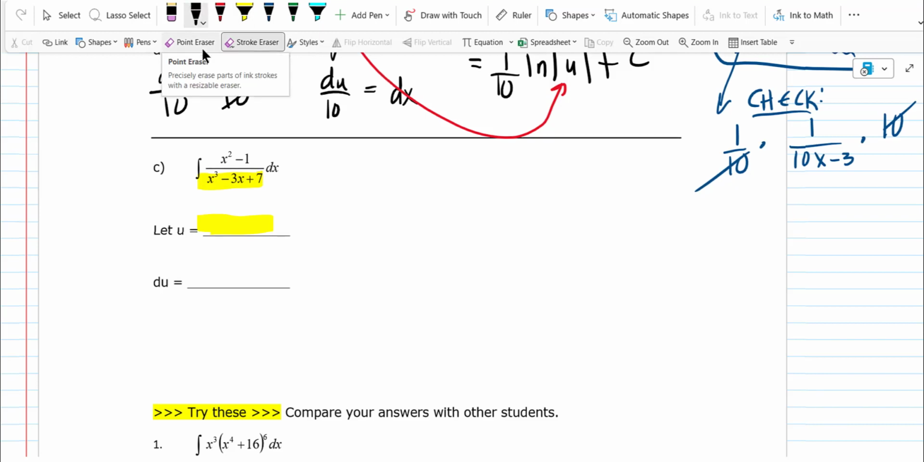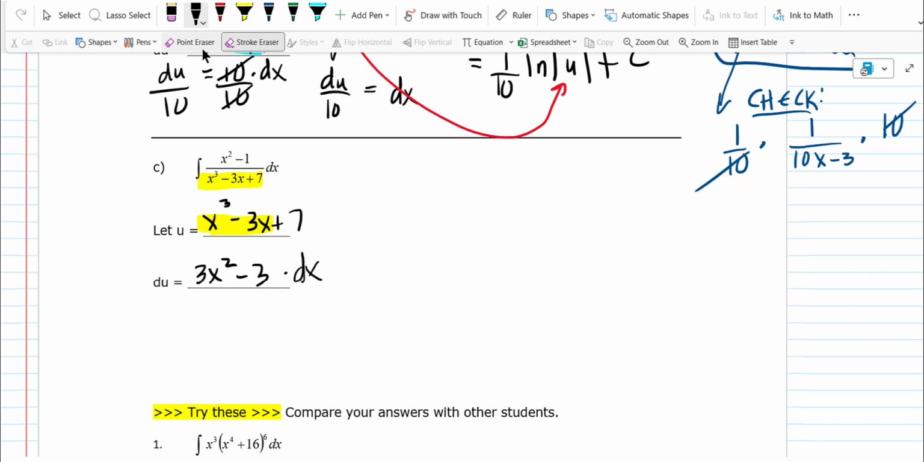What I'm thinking is the derivative of x to the third is 3x squared. So we want that x squared to pop up. The derivative of 3 is just a constant, so maybe we can get that to match with that 1 somehow. But when you're learning this, there's a little bit of trial and error. So tell me what du is. 3x squared minus 3 times dx. Don't forget that dx there.